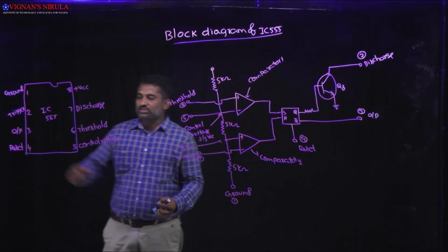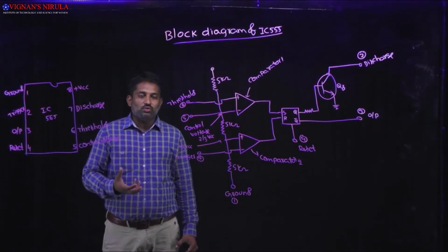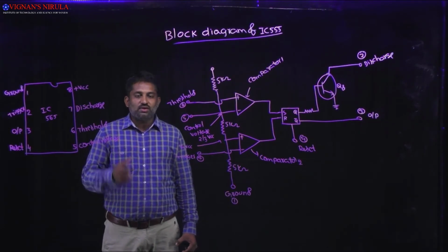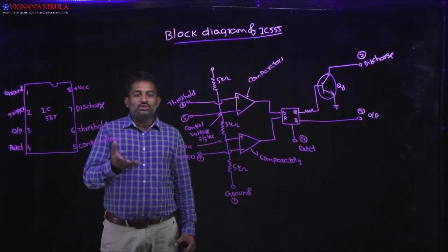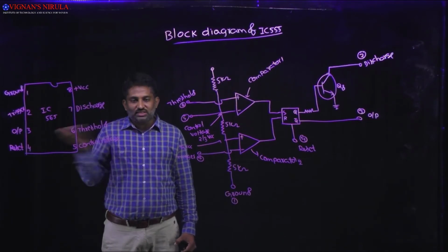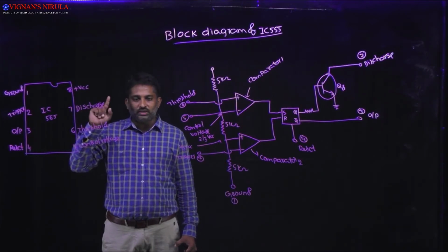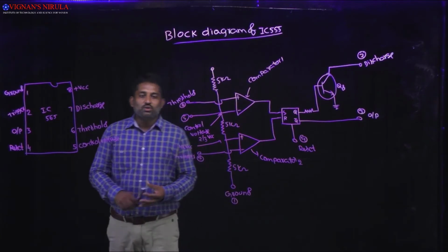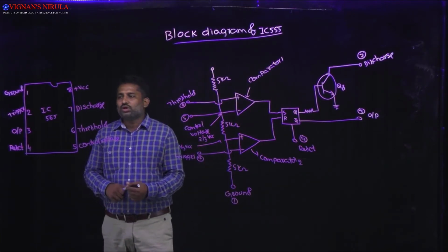First pin is the ground pin. With respect to the ground, we are going to measure all the voltages. For every IC we require a ground pin. Without the ground pin we may not see any ICs working. So that is the very important pin for all the ICs, the ground pin. So we are going to measure all the voltages with respect to ground.